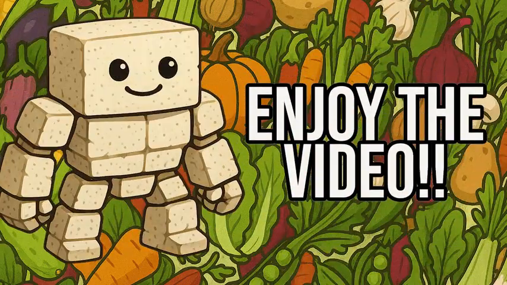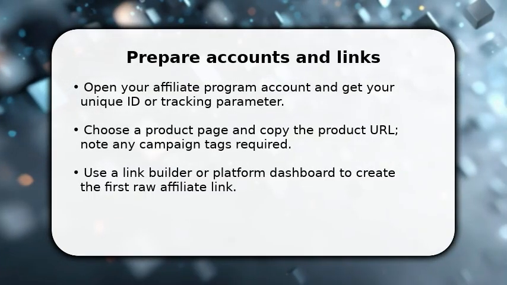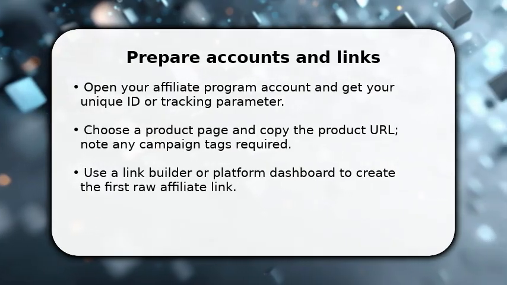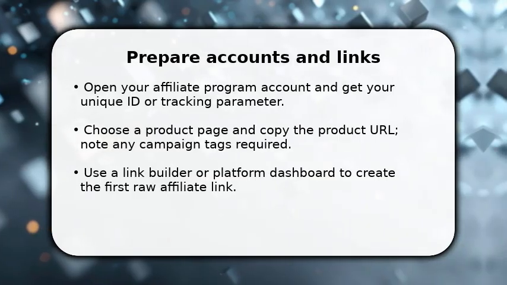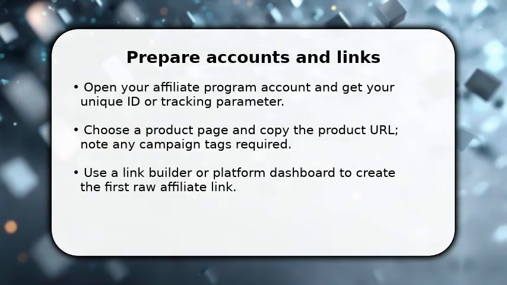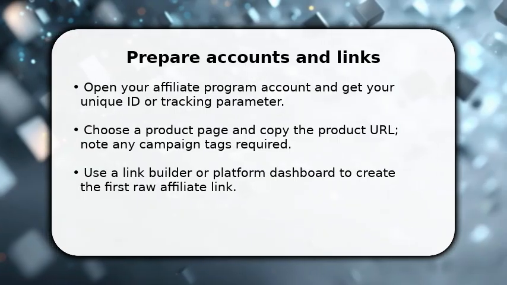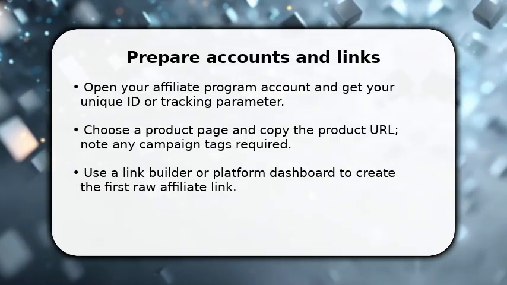Please enjoy the video. You start by logging into your affiliate program and locating your unique affiliate ID. This ties conversions to you, so don't skip it. Next, pick the exact product page you'll promote and copy that URL because precision matters for tracking.